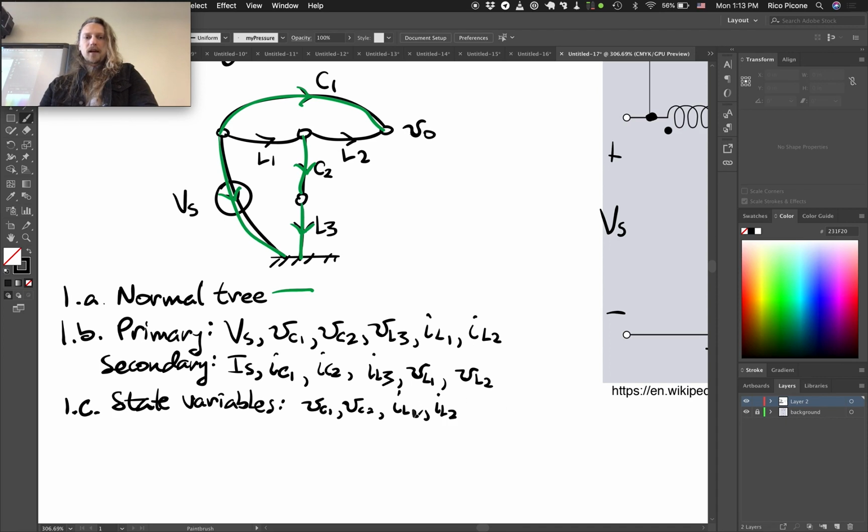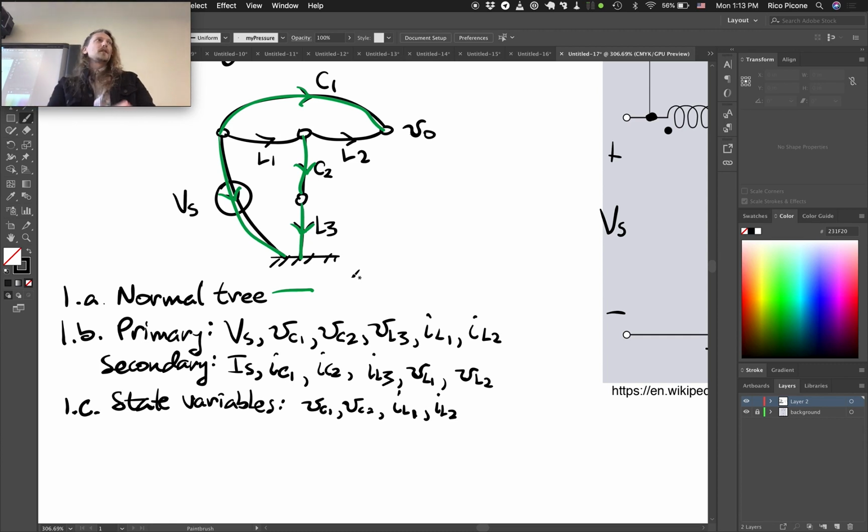Now, something kind of funny happened here, didn't it? We didn't end up including the current through the inductor L3 as a state variable. And that was because it ended up being a branch in the normal tree. That happens occasionally when there is an energy storage element that is dependent. Okay? It's not an independent energy storage element. So we only have a fourth order system for state variables in this problem.